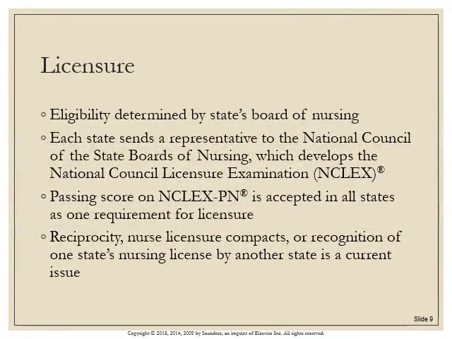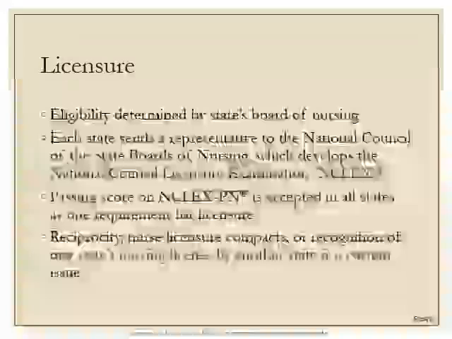Eligibility for licensure is determined by the state's Board of Nursing. Each state sends a representative to the National Council of State Boards of Nursing, which develops the National Council Licensure Examination, which is known as the NCLEX. A passing score in the NCLEX is accepted in all states as one requirement for licensure. Reciprocity, nurse licensure compacts, or recognition of one state's nursing license by another state is a current issue.